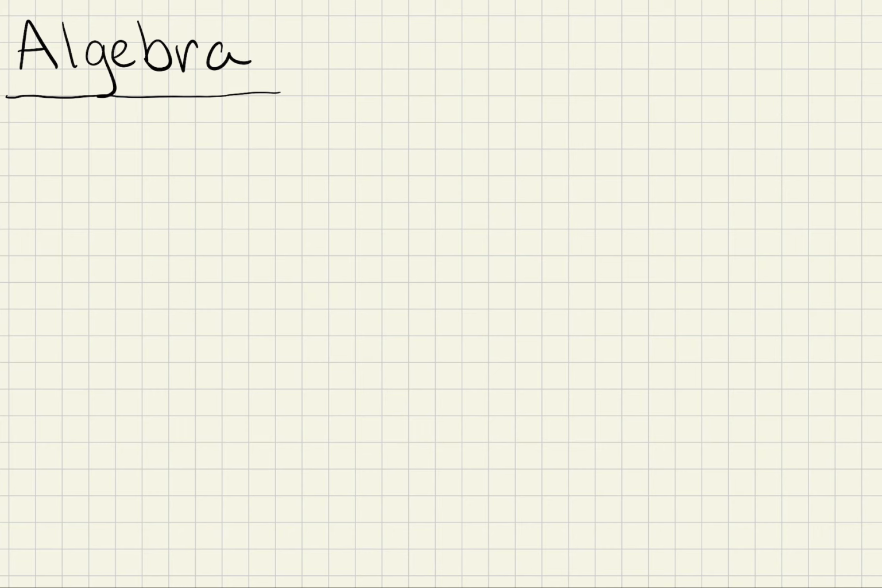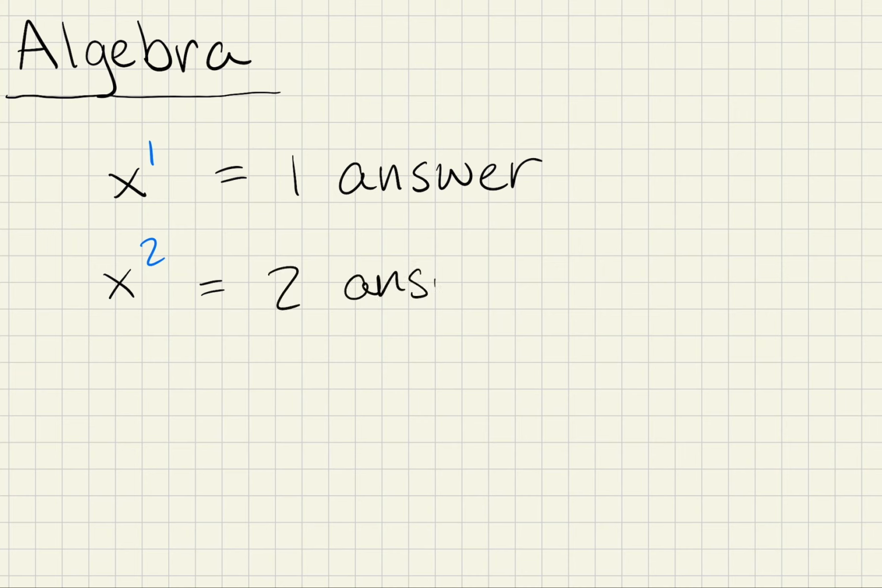So how many solutions there are for your exponent depends on the order that your exponent is to. So for example, x is to the first order, so there's only one answer. X squared is to the second order, so there's two answers. And then same up and up. So if you have x to the ninth, then there's 9 possible solutions for x.